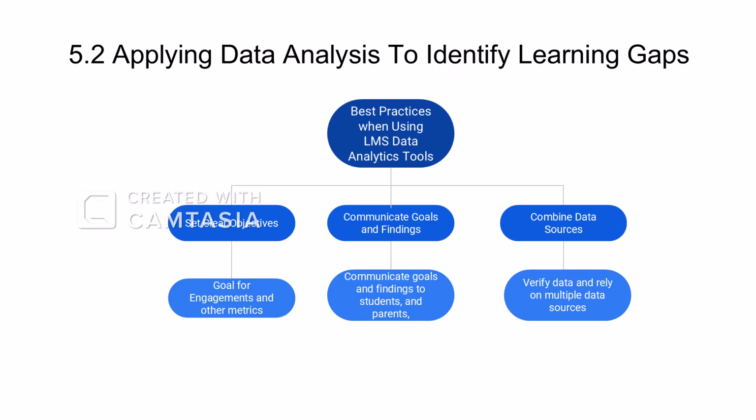So let's get started with 5.2, applying data analysis to identify learning gaps. So I'm providing this chart, kind of an overview chart, so you can look at the best practices to use, which is number 1, set clear objectives, set clear goals for engagement and other metrics, communicate goals and findings both with your students and parents, and then combine data sources to make sure that you're viewing the right data. Don't rely on just one, rely on multiple data sources.